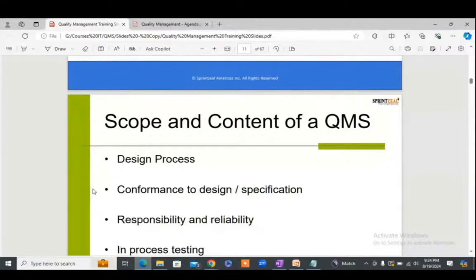The scope of a quality management system defines the boundaries and applicability, right? Like is it applicable or not? So it defines the boundaries and applicability of quality practices within an organization, covering all relevant processes and functions. The content includes quality policies, objectives, procedures, documentation, and controls necessary to ensure consistent product or service quality. It focuses on maintaining compliance, achieving customer satisfaction, and driving continuous improvement as well. It's all about scope and content, right?